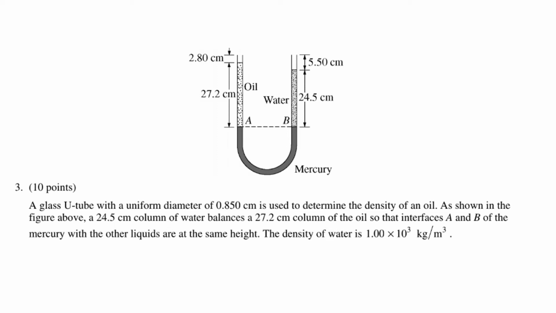Okay, let's do some easy fluid questions. So we've got a glass U-tube with a uniform diameter. This is used to determine the density of oil, as shown in the figure above. The column of water balances the column of oil, so the interfaces A and B of the mercury and the other liquids are at the same height. Here's the density of water. So here's what's happening.